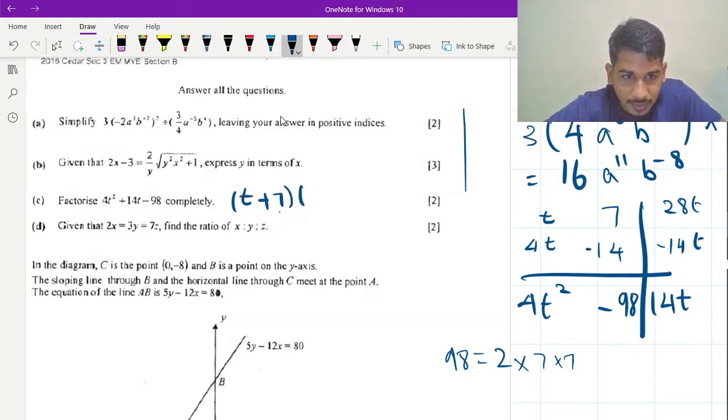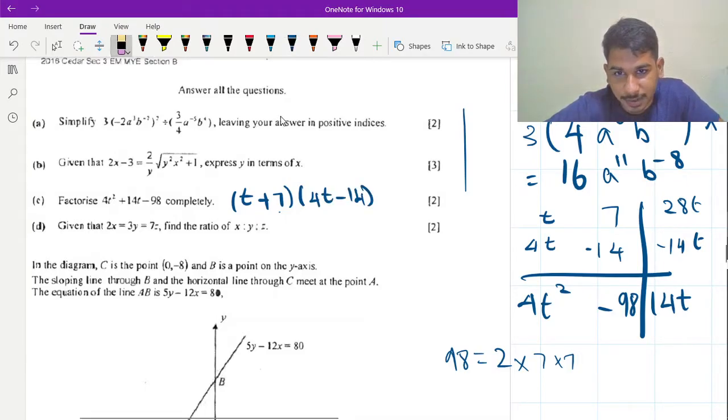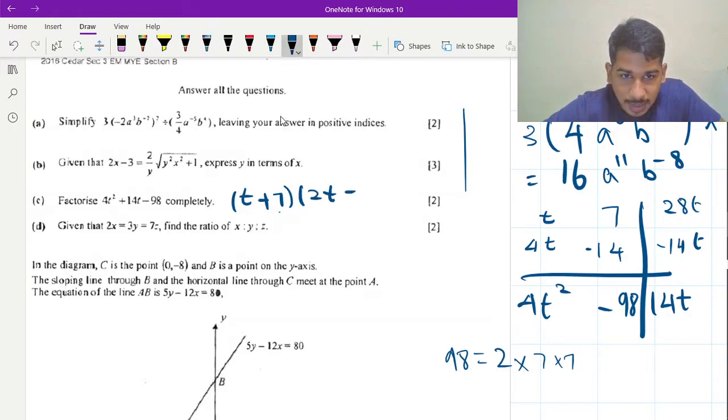Oh, I know the trick now. We have to take out the common factor of 2 from there. So I will take it out from here itself. So it's going to be 2t minus 7, and then it's going to be 2 times of that.